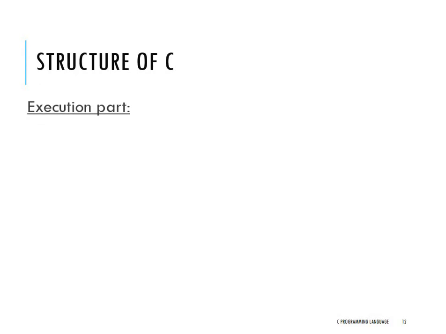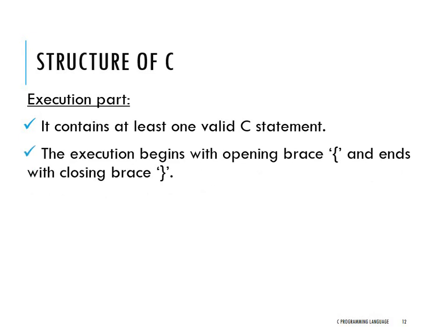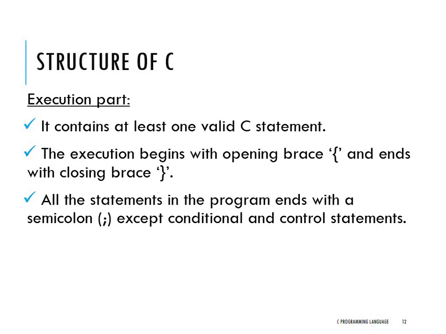And then the execution part. It contains at least one valid C statement. The execution begins with the opening brace and ends with the closing brace. All the statements in the program end with a semicolon, which is called the termination symbol, used to define programming statements.